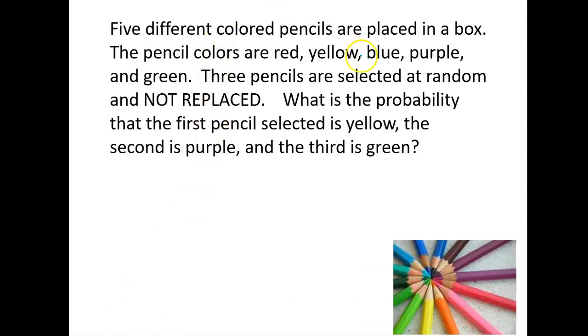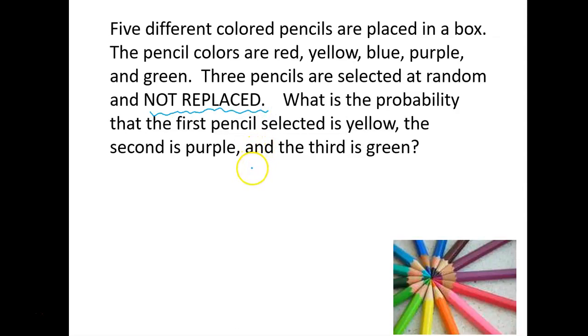5 different colored pencils are placed in a box. The pencil colors are red, yellow, blue, purple, and green. So it looks like there's just one of each color of pencil in the box. 3 pencils are selected at random and not replaced. Again, that's the important part. Was it replaced or wasn't it after each draw?